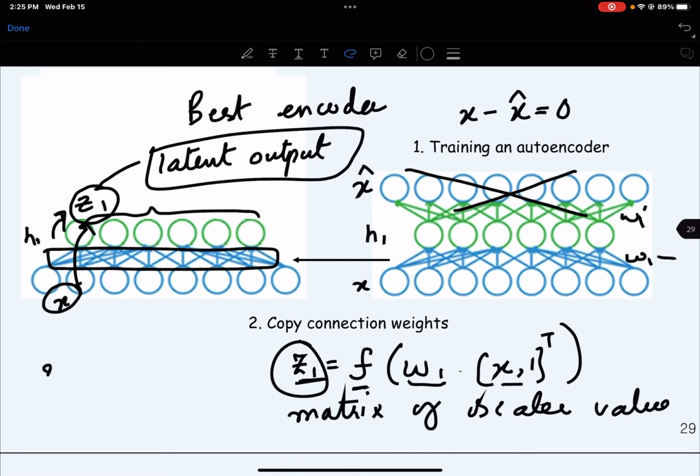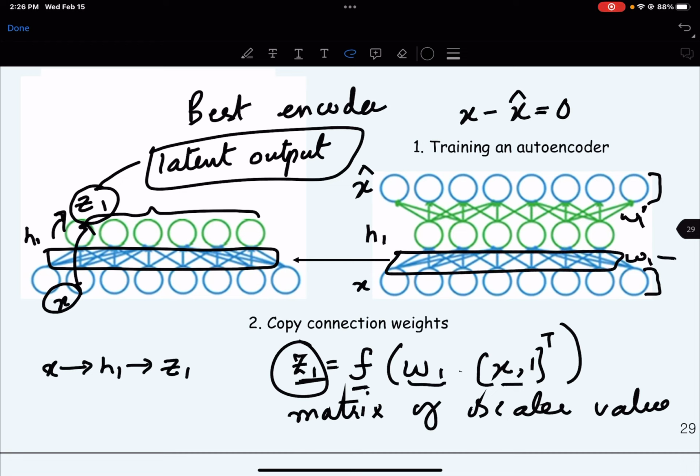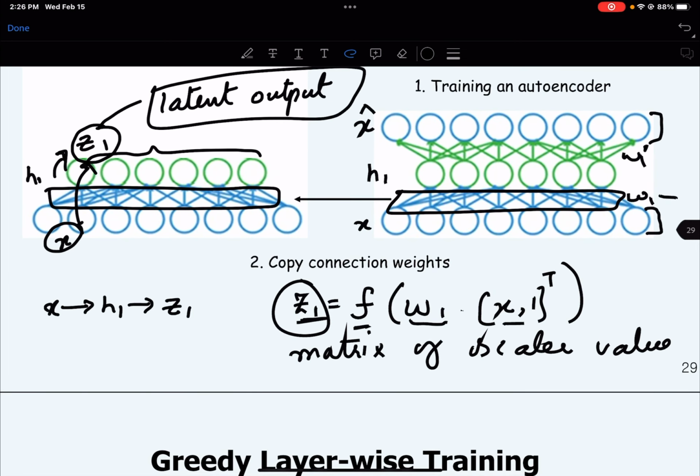So from the first X, it passes to the hidden layer H1, and we have the latent output Z1. And the method is that we are going to train our network such that whatever we have given at X, we want to obtain at X predicted, and in doing so we are training these weights W1. This is your linear transformation. The output is your linear transformation Z1.